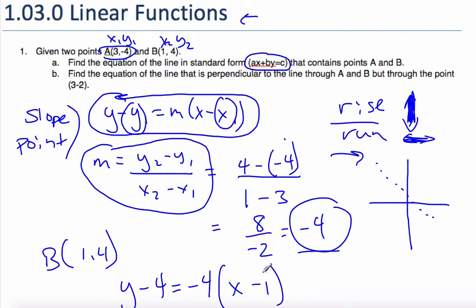All right, so good question for A part. A lot of linear function stuff that you did from last year. Now we're moving on to B part. It says find the equation of the line that is perpendicular to the line through A and B, but through the point 3, negative 2. Oh, perpendicular. Some vocabulary.